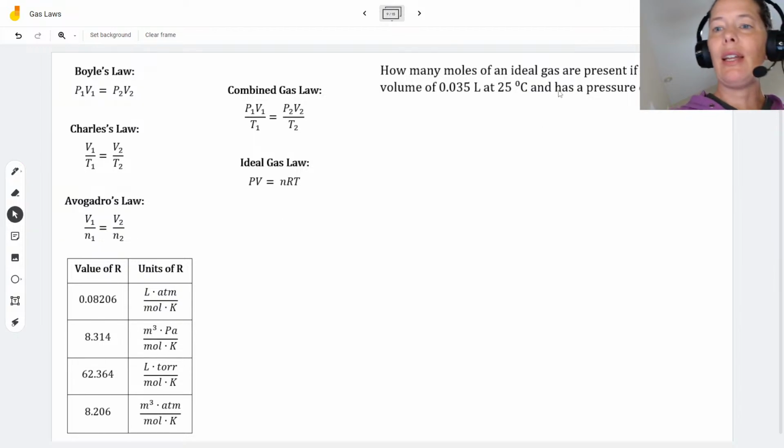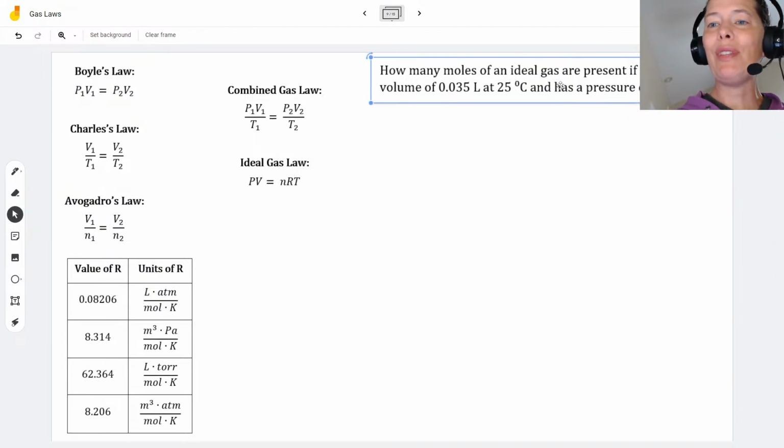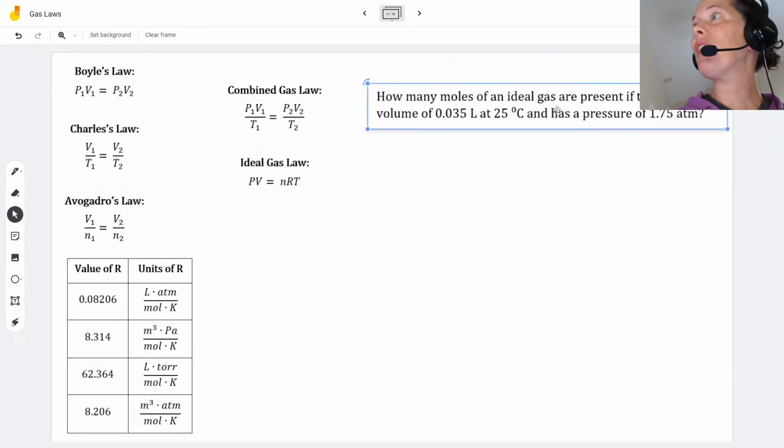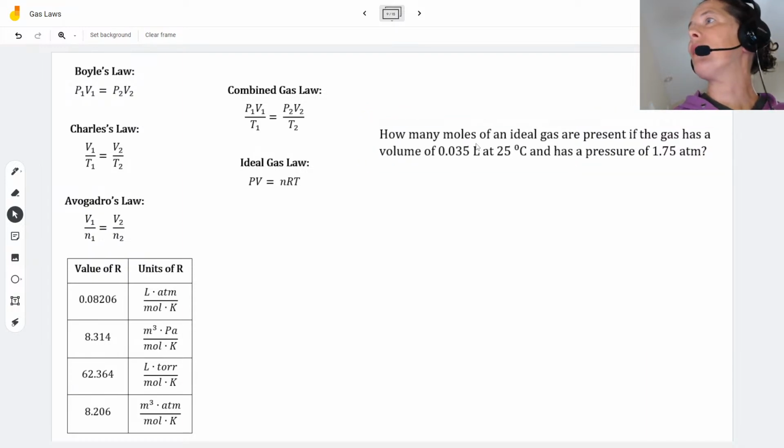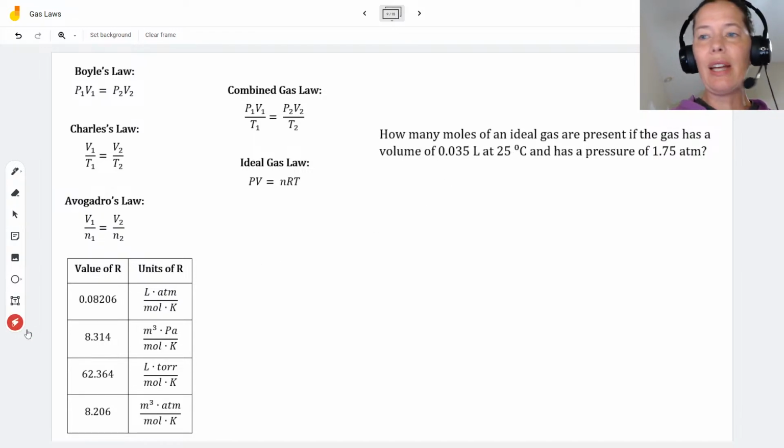Okay, so once again, let me move this down so that everybody can see. All right, better. So this is a much shorter problem. It says how many moles of an ideal gas are present if the gas has a volume of 0.035 liters at 25 degrees Celsius and a pressure of 1.75 atmospheres.